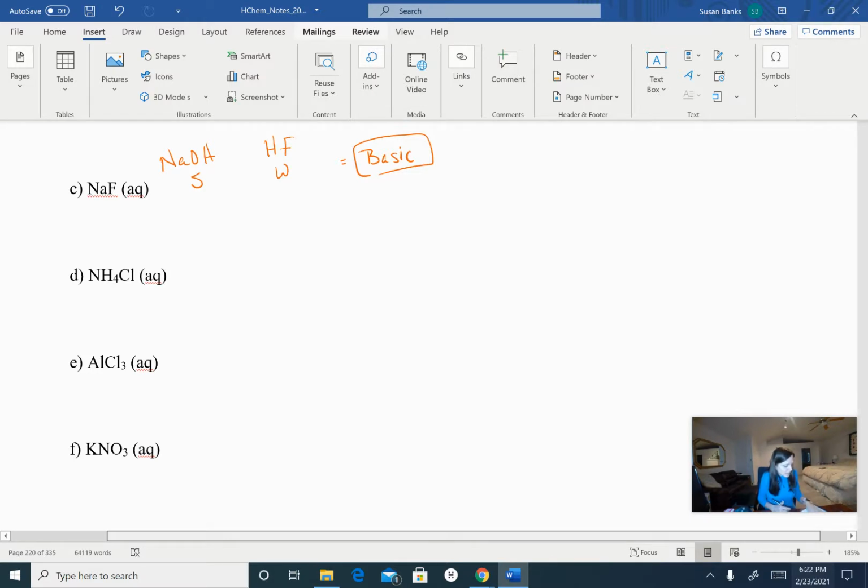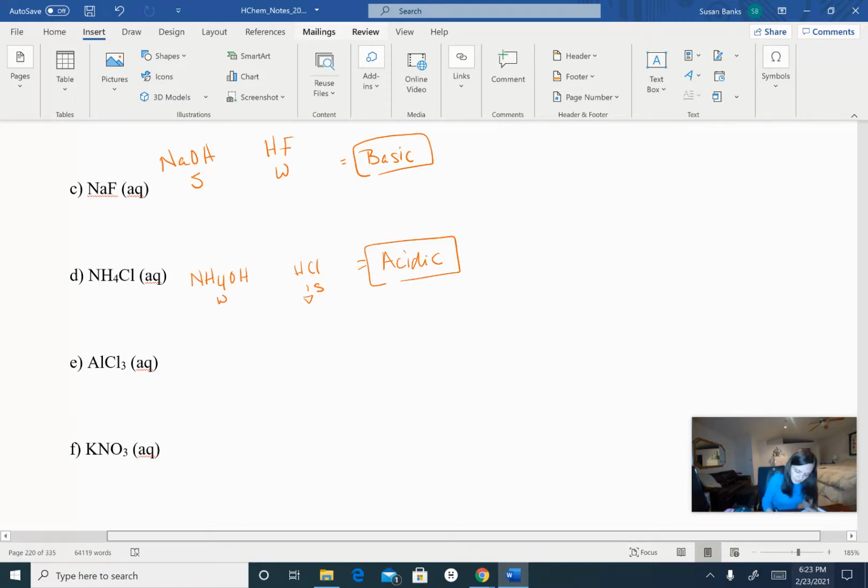Okay, let's look at this. Ammonium hydroxide, that is weak, right? And I've got hydrochloric acid, which is strong. So I am going to have a whole lot of excess hydrogens. Yep, you're right. So because I have a strong acid, this is going to be acidic.